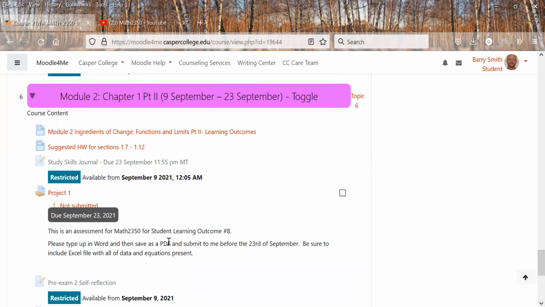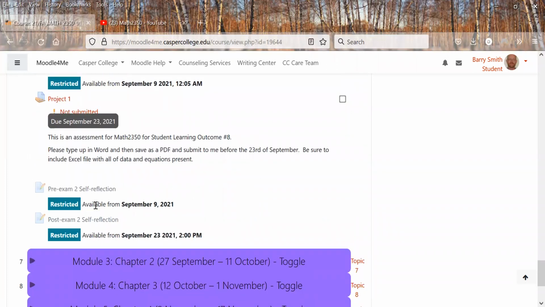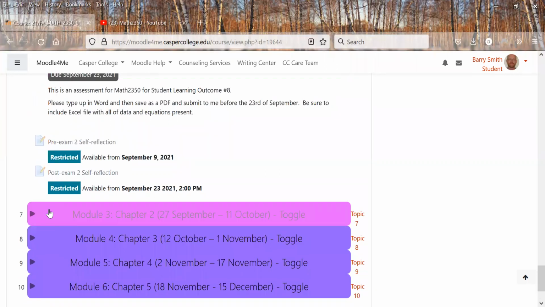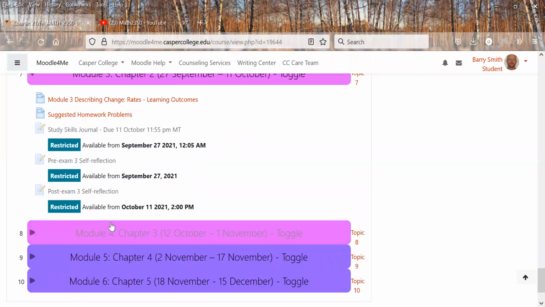You're going to have a Word file or a PDF file, depending on how you want to do that, and then also an Excel file. Leave it as an Excel file so I can actually see your equations and your data, and see how you manipulated everything there. That's the only difference in module 2. But again, we have the pre- and post-exam self-reflection, and if you go through the rest of the modules, it's all the same.